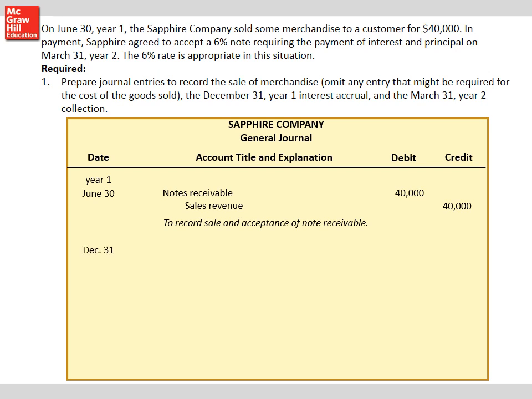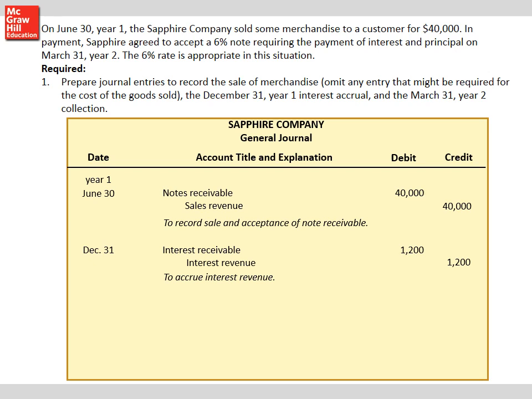On December 31st, though, they've earned a portion of this interest for the year, 6 months of it. So they're going to debit interest receivable for $1,200, credit interest revenue. How did we get the $1,200? The $40,000 principal times the 6% interest rate, which is always an annual interest rate. We don't want to know 1 year's worth of interest. We want to know 6 of 12 months of interest, $1,200.